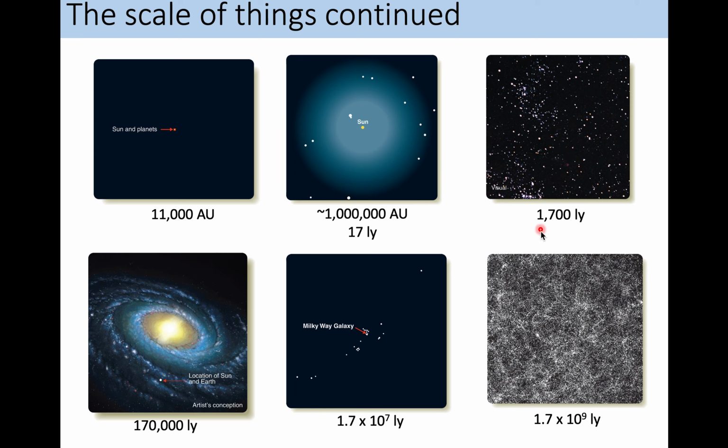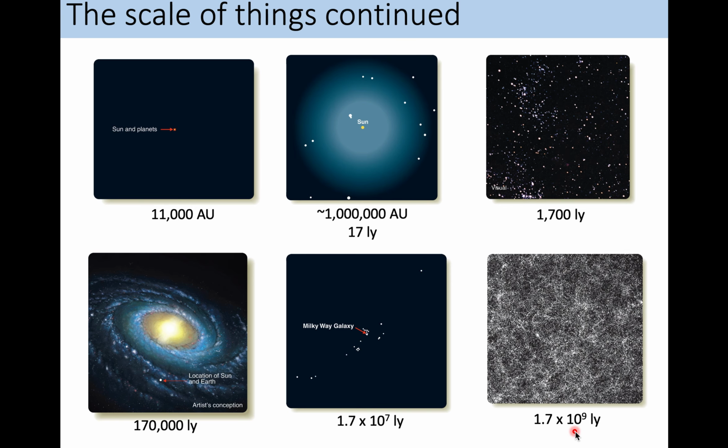If we zoom out even further to 1,700 light years, we lose the Sun completely in this picture of many other neighboring stars. If we zoom out to 170,000 light years, we'd start to see the Milky Way galaxy. So here is the Earth and the Sun, our solar system within our Milky Way galaxy. If we zoom out again by a factor of 10, so now we're at 1.7 times 10 to the 7 light years, we lose the shape of the Milky Way galaxy. We just see it as a dot. If we zoom out even further, we would lose the Milky Way galaxy in the noise of the rest of the universe.